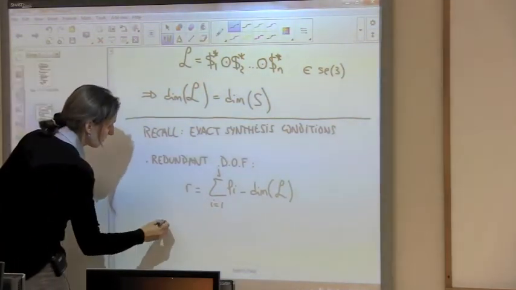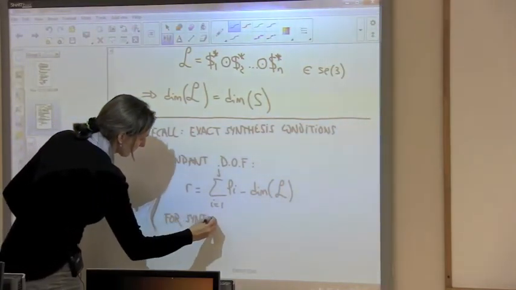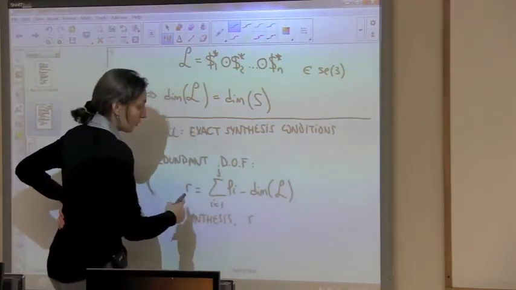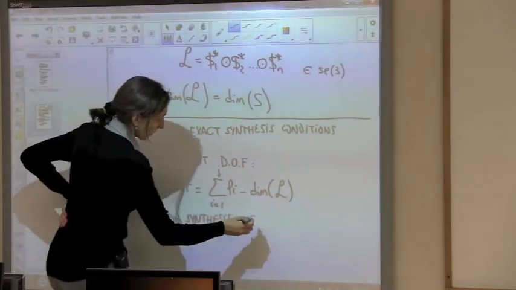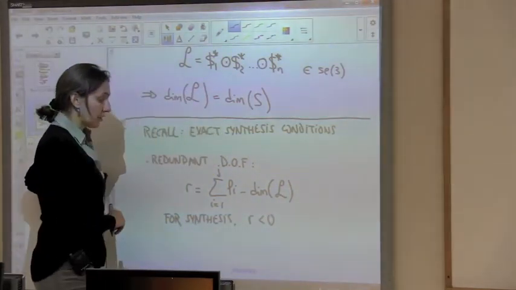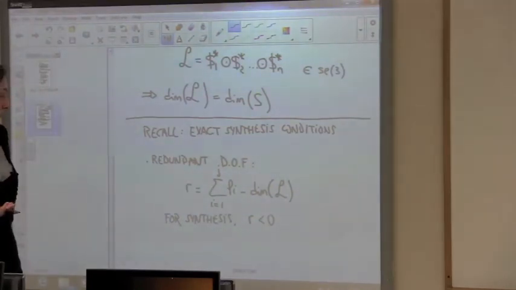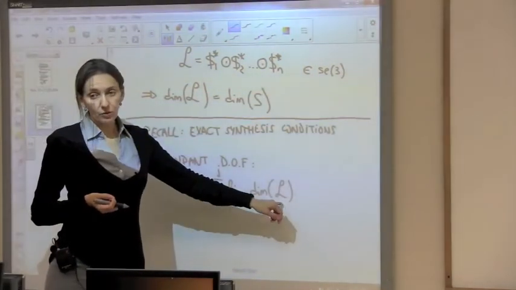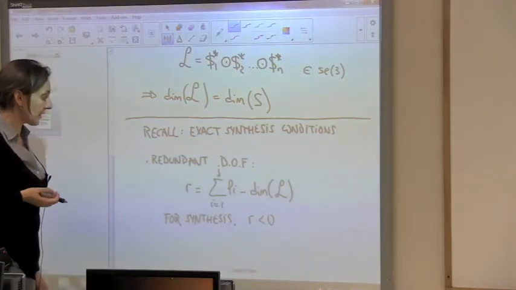For synthesis, we want R to be negative. It cannot even be equal to 0, right? Because then it is. So we want not only to have no redundant degrees of freedom, but to have a negative value here. If you have the same degrees of freedom as the dimension of your space, then you can reach any possible displacement and you cannot do synthesis. Okay, so you have to have less than that.